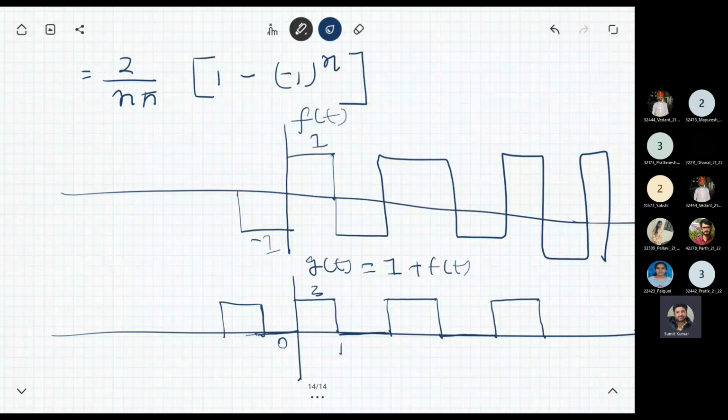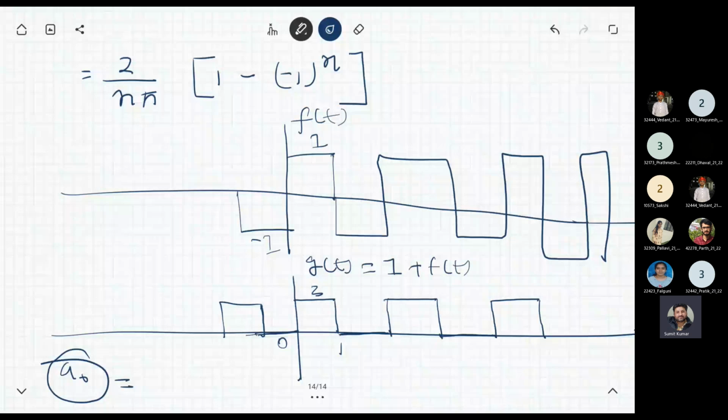there is hidden symmetry here. And what I mean by hidden symmetry is that if you calculate the value of a naught and subtract a naught from gt, then it's going to be either even or odd. Most of the time this is the case. They will not give you a directly symmetrical problem. The only thing is that the symmetry is hidden by a constant, and that constant generally turns out to be equal to a naught. Or maybe some other values as well, but if you subtract a naught, it's going to be symmetrical.